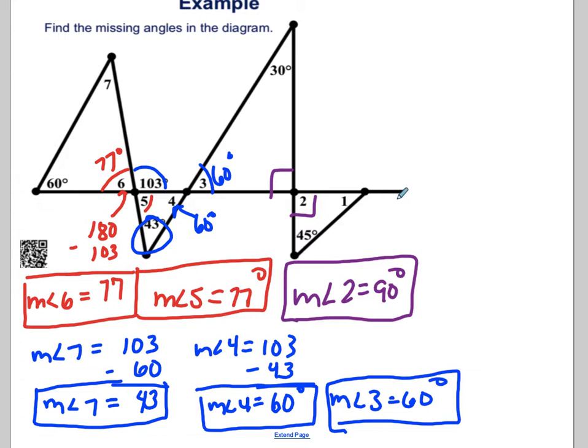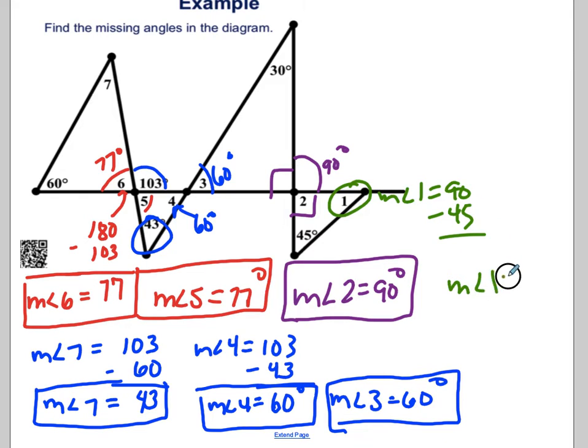And now we go to angle 1. If this is 90 degrees and this is 145 degrees, I can use the triangle angle sum theorem, or I can use the exterior angle theorem. If this is 90 degrees, then 90 minus 45 is equal to the measure of angle 1. So the measure of angle 1 is equal to 90 minus 45, which is equal to 45 degrees.